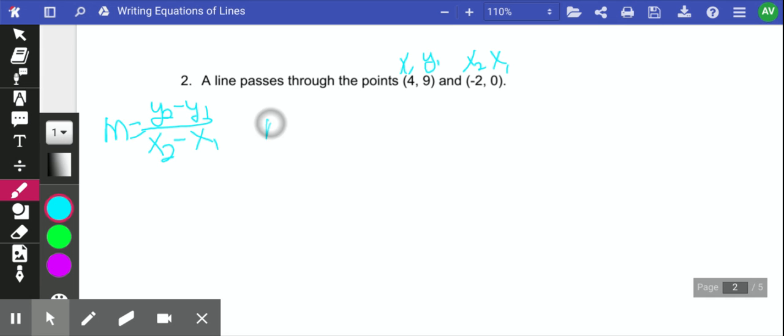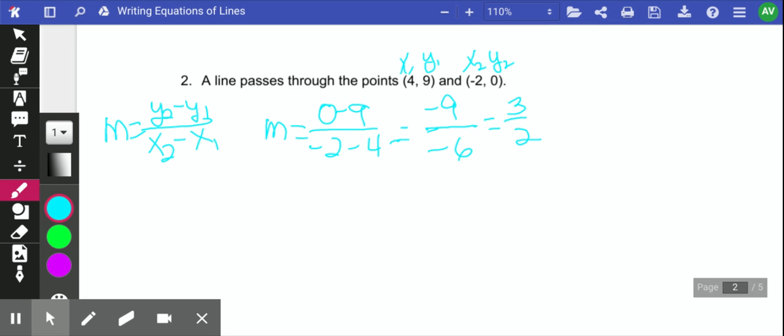So now let's plug it in. The slope will be y2 minus y1 over x2 minus x1. So that gives me -9 over -6. And of course, we are good mathematicians who always simplify our fractions. I notice there's a negative in the top and a negative in the bottom. That means it's going to be positive. And I'm going to simplify this to 3 over 2.